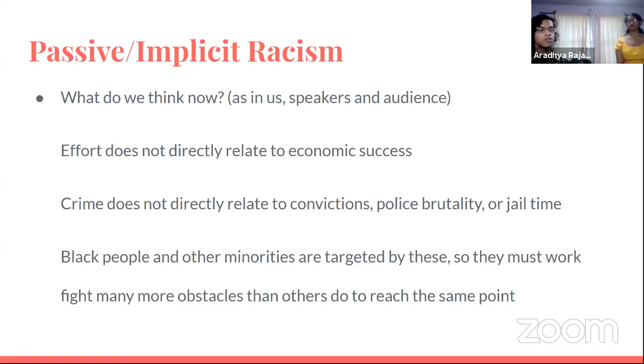So Black people and other minorities, we might think passively, without actually thinking about it, that they don't work as hard because they don't get as far in life. But we find that it's almost the opposite, that they do work as hard, and that to get to where we are, they have to fight a lot more obstacles to be able to compete, because there's a lot more obstacles placed in their way.